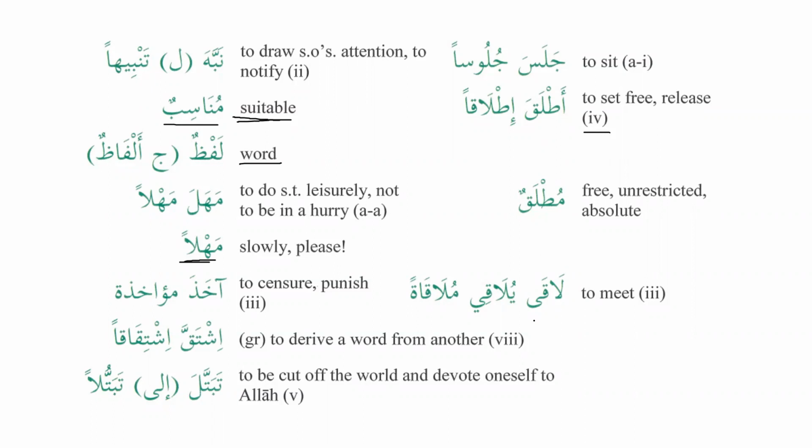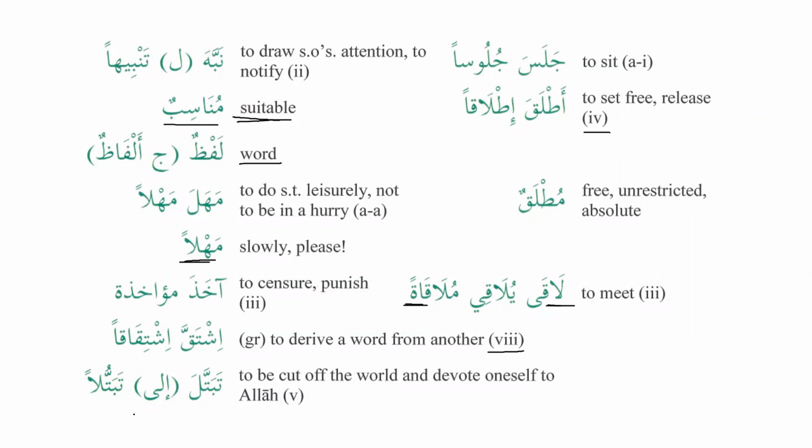Then we have laqa yulaqi mulaqatan, to meet. And again here there is extra ta, because this is ajwaf verb, because there is waw or ya over there. Ishtaqqa yashtaqu ishtiqaqan. So from number 8, to derive a word from another word. So that's why we say ishtiqaq, when we say that this noun is mushtaqun, that means it is derived from the verb, or derived from the masdar or from the verb.